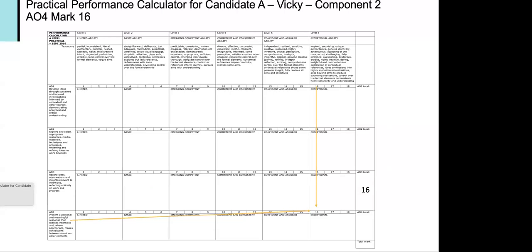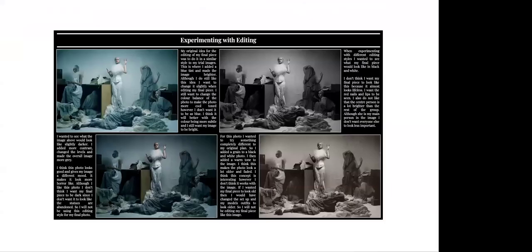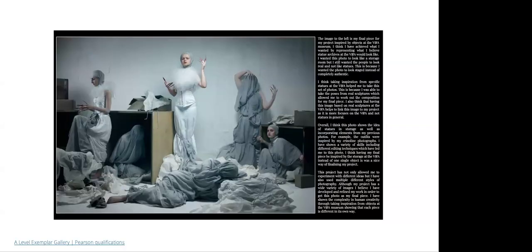And finally, in component 2 for AO4, again 16. These genuinely creative images show the extent of Vicky's experimentation with form and space and bring her firmly into level 6, where daring and insightful ideas are synthesized to provide erudite and highly intuitive compositions which show those sophisticated realizations. So that's the final image.